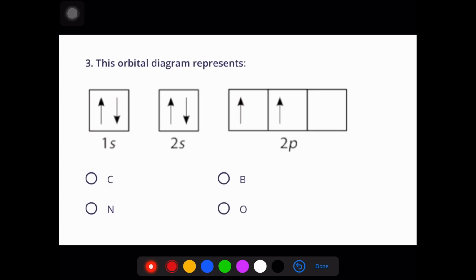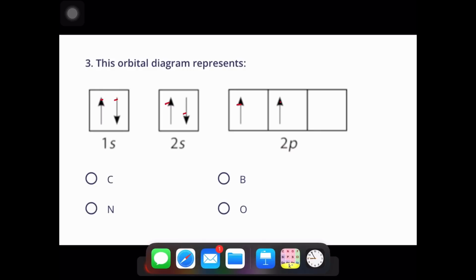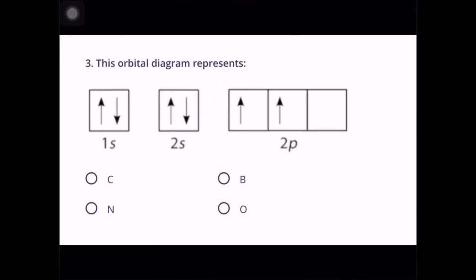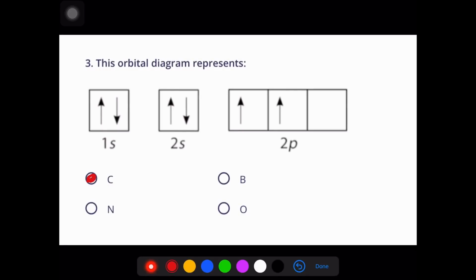Next, for this question, this orbital diagram represents the same thing. 1, 2, 3, 4, 5, 6. So 6 electrons. Which element has 6 electrons and 6 protons? The element is carbon. So the answer should be C for carbon.